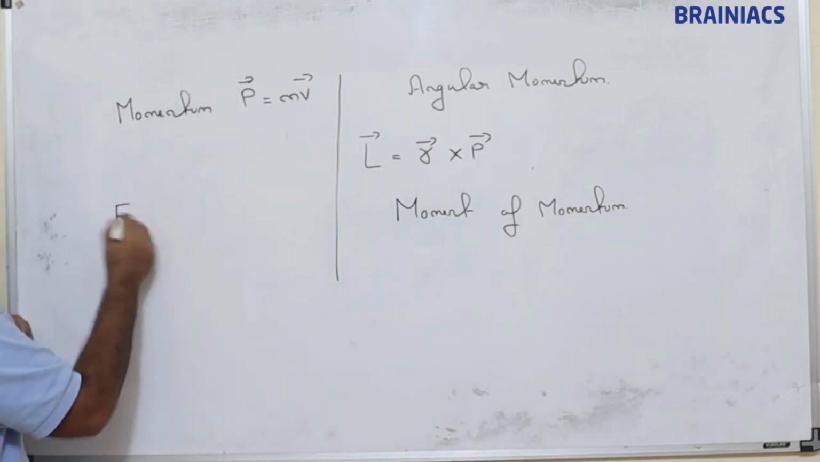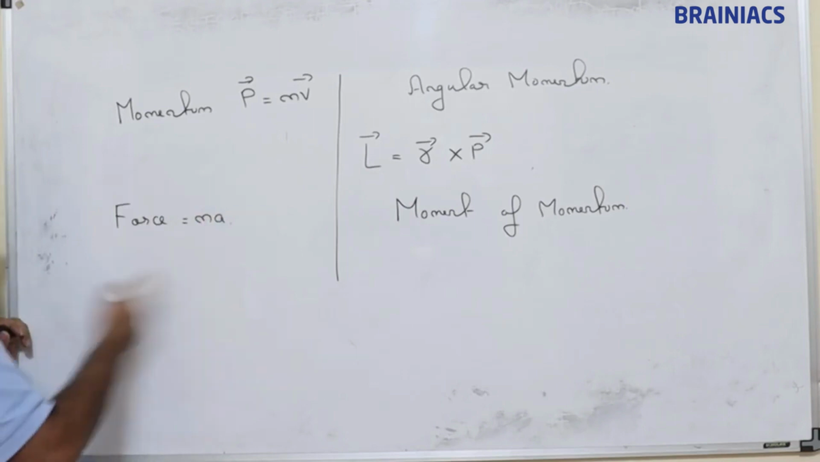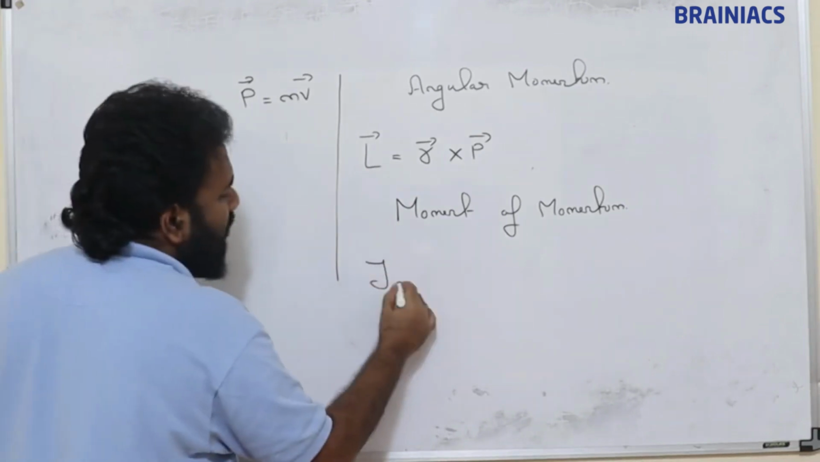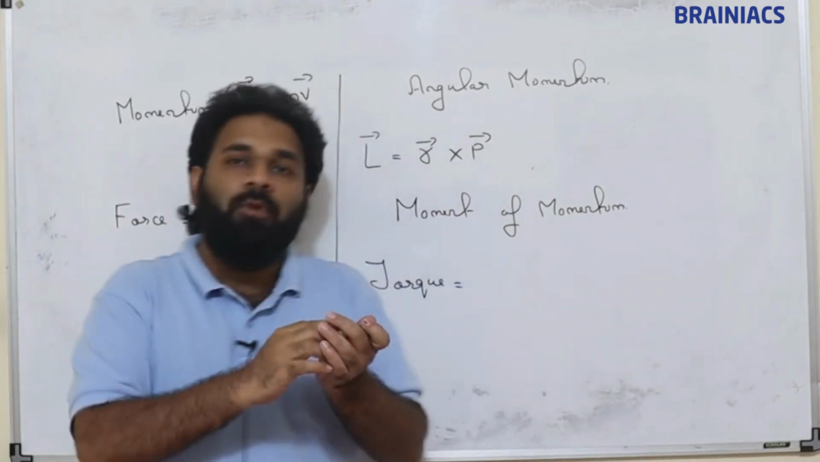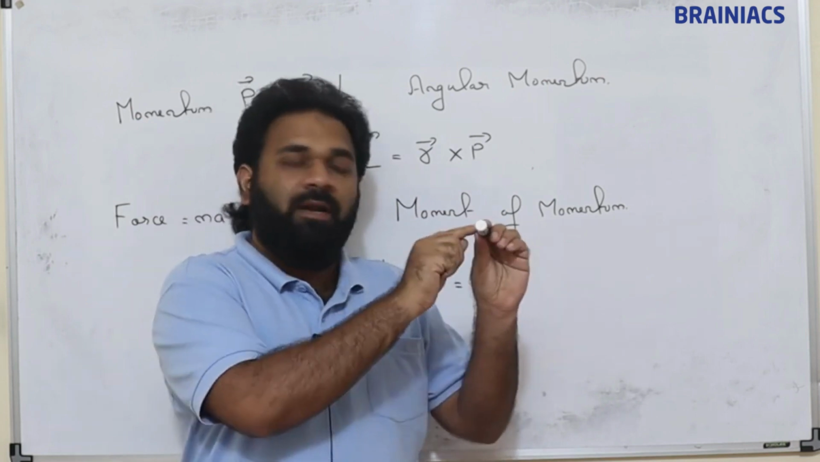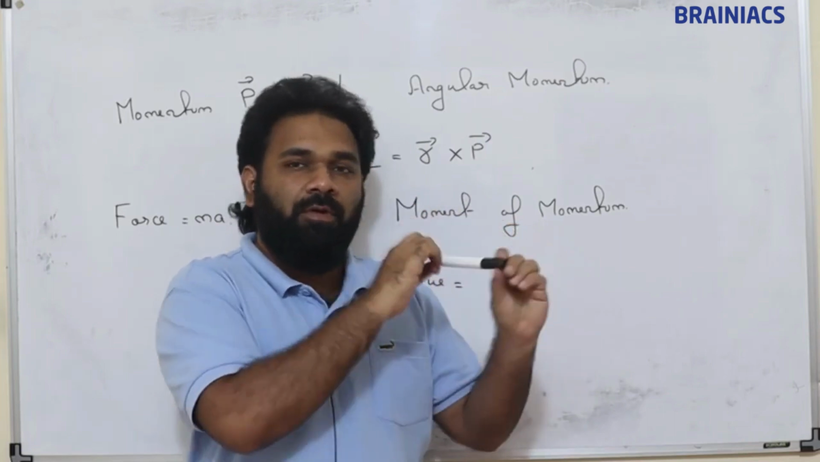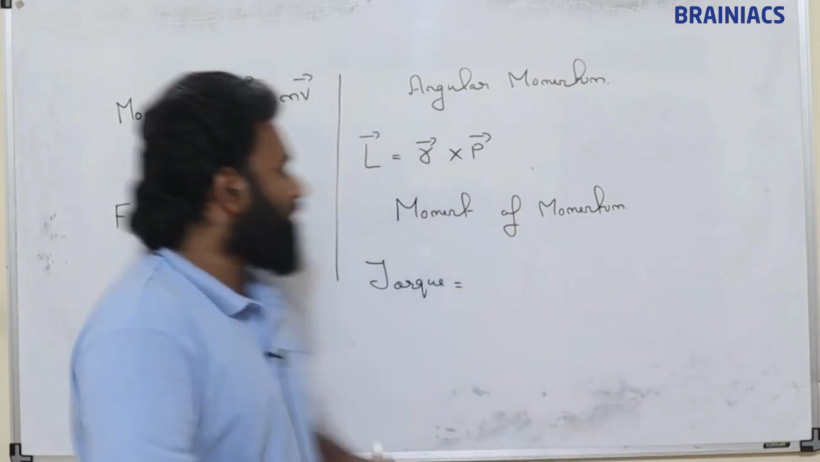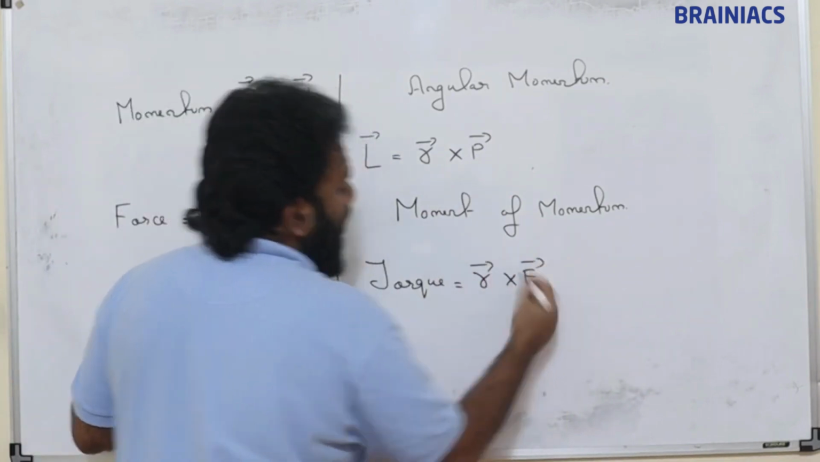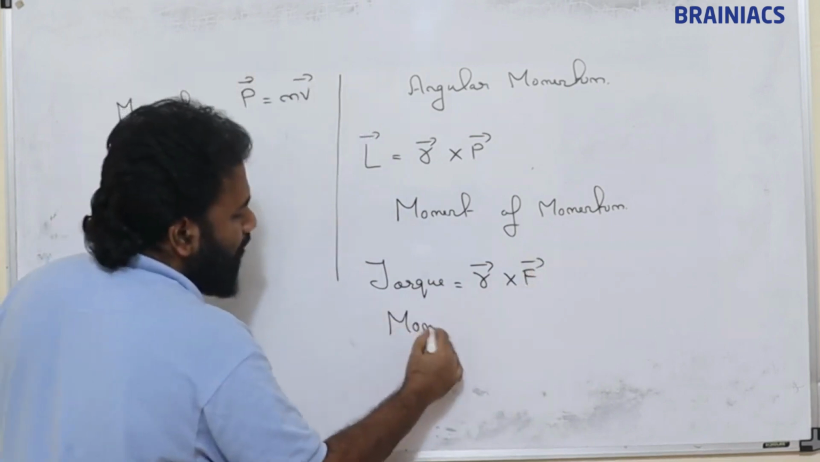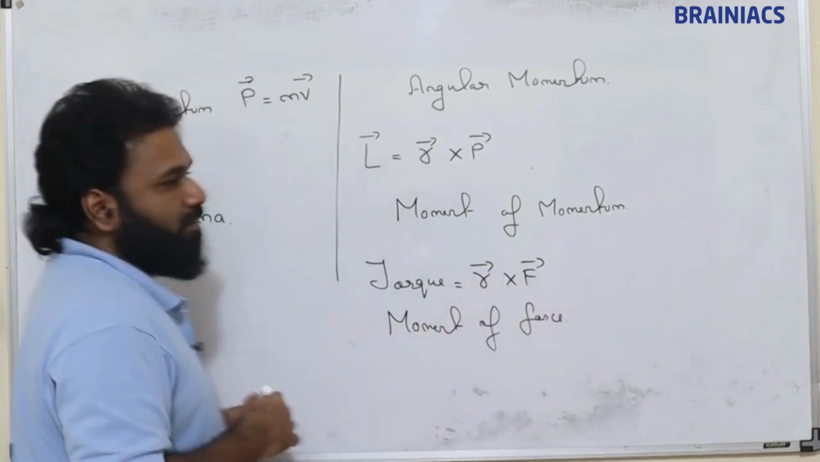Just like in the linear case we get force, force is equal to mass into acceleration, in the same way here we get torque. Torque is nothing but the rotational effect of force. Suppose something is connected here; if we push this, it will have rotational motion, just like a door. So torque is r cross F. This is called the moment of force.